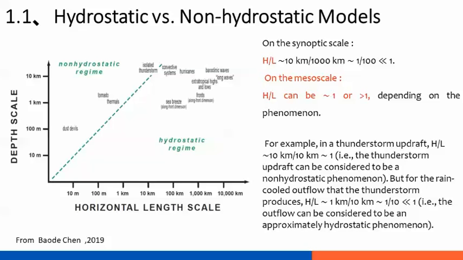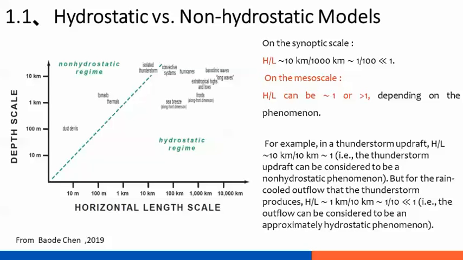Hydrostatic simplifications allow the model to run faster, but why do we need non-hydrostatic models? We see that on the synoptic scale, the horizontal length is larger than the vertical depth, but severe convective weather is usually caused by mesoscale or even small-scale features. Look at the diagram on the left, such as isolated thunderstorms. Tornado thermals belong to non-hydrostatic regions.